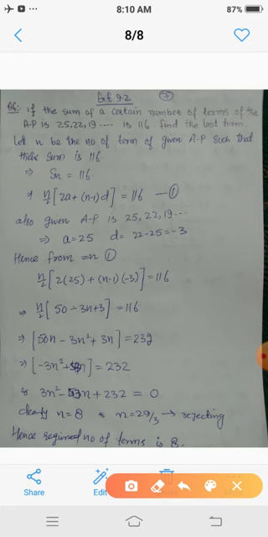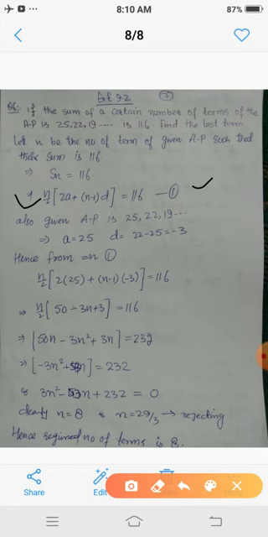Let's suppose that n is the number of terms of the given AP, that is 25, 22, 19, such that their sum is 116. This means that Sn equals 116, meaning the sum of the first n terms of this AP is 116. But we know that in terms of a and d, where a is the first term and d is the common difference, the sum of the first n terms is given by n upon 2 into 2a plus n minus 1 into d equals 116. Name it equation first.